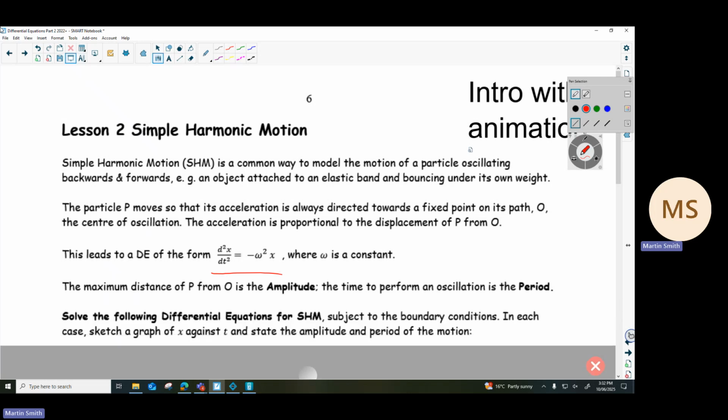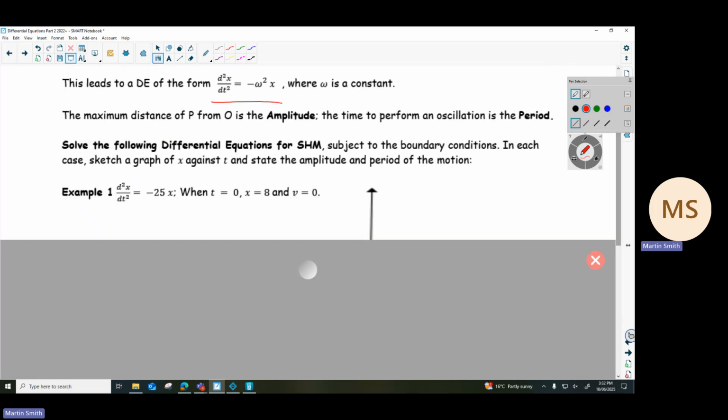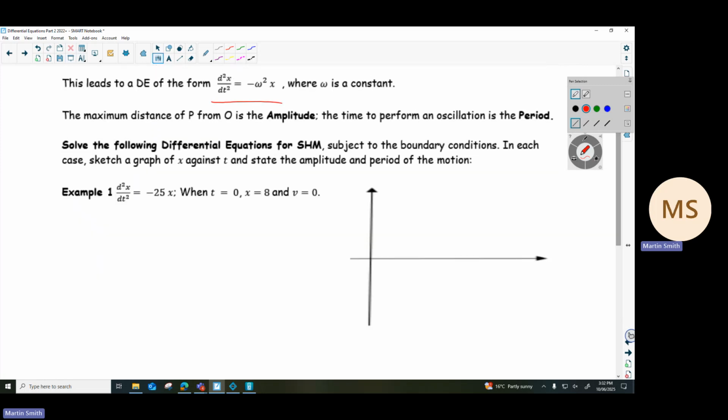Can I just do a couple of simple situations before we move on to something that's a little bit more exam-condition-like? So I'm asked to do the following. Solve the following differential equations for simple harmonic motion subject to the boundary conditions, and then we'll sketch a graph of x, the displacement, against time, and state the amplitude and time period of the motion. The first one I'm interested in is d2x by dt squared is minus 25x. That's a differential equation of this form.